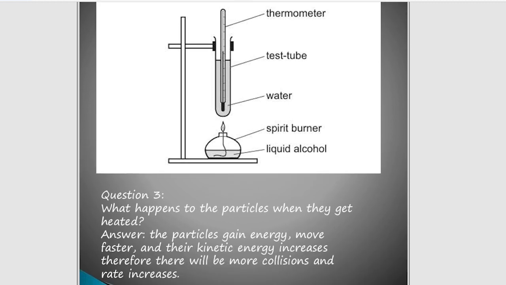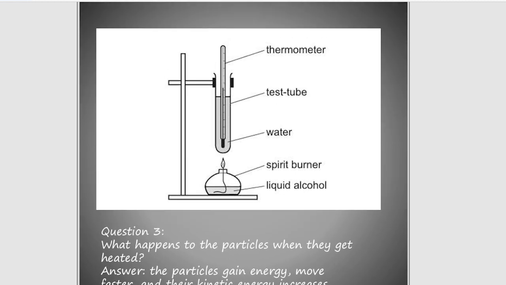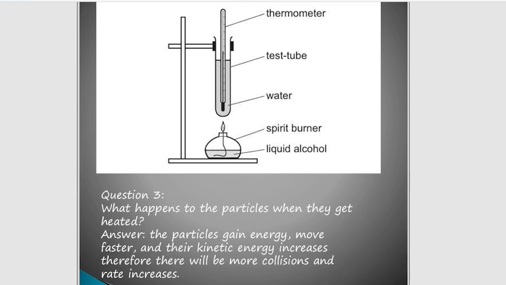If we are talking about energy changes and checking the purity of a substance through boiling point, then we will use this boiling tube. Liquid is present in this boiling tube. Thermometer is placed in the boiling tube. Test tube is there. Water is there. Spirit burner is there, and liquid alcohol is present in the spirit burner.